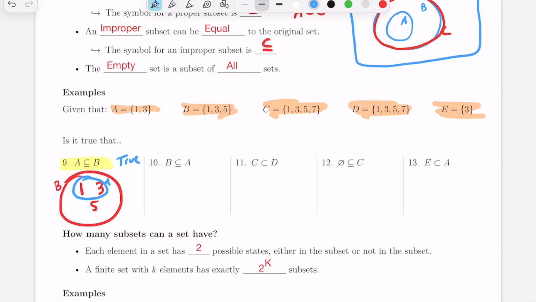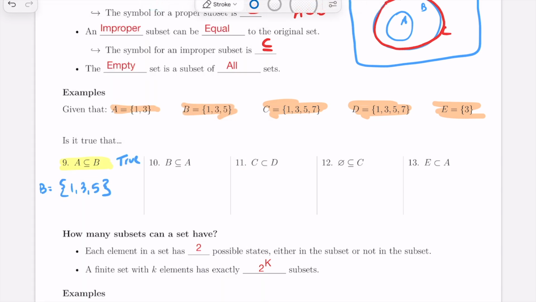You can also do this by writing the numbers out and then identifying that set A is 1 and 3 right here. Yep, that's completely contained inside of B. So yes, A is a subset. It's less than or equal to. It's not equal to it, but it is in fact less than.